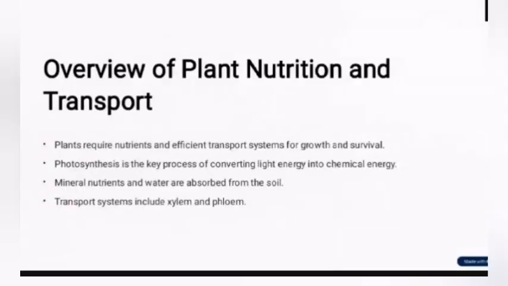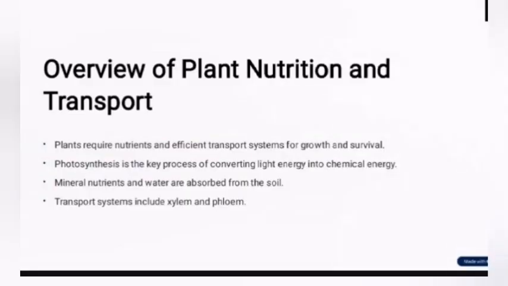Mineral nutrients and water are absorbed from the soil. I'm reading the PowerPoint now. Mineral nutrients and water are absorbed from the soil, and then transport systems, including xylem and phloem, help to transport these mineral nutrients up and down plants, and also the food, the carbohydrates produced in the leaves. The phloem is responsible for transporting it from the leaf to wherever it is needed, called the sink.